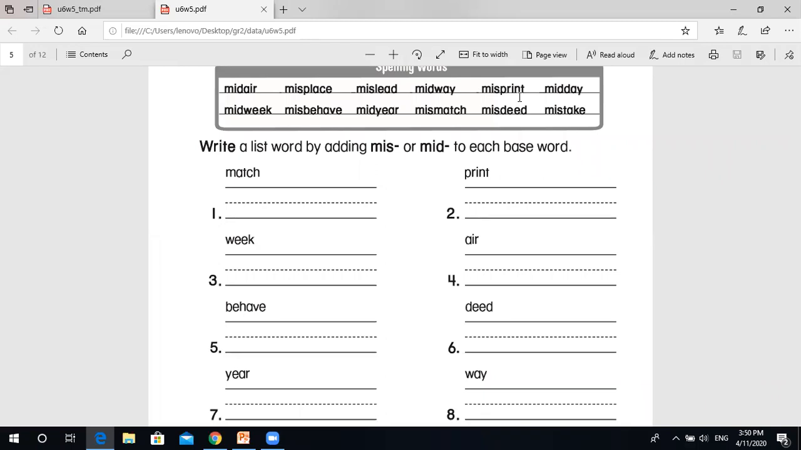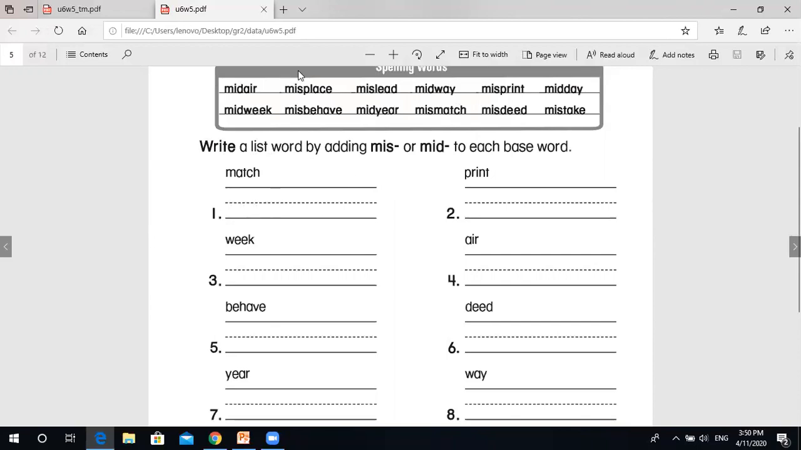Let's read these words one more time. These are the prefix words beginning with mid and mis. So let's repeat them one more time. Mid-air, misplace, mislead, midway, misprint, midday, midweek, misbehave, mid-year, mismatch, misdeed, mistake. Now, write a list word by adding mis or mid to each base word.